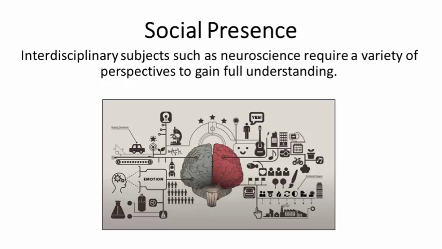So in a neuroscience class, you may have students that have majors or are coming from biology or psychology or any of the health sciences. And this means that there must be considerable interactions between these people with different perspectives that are derived from their prior knowledge and their goal for the course.